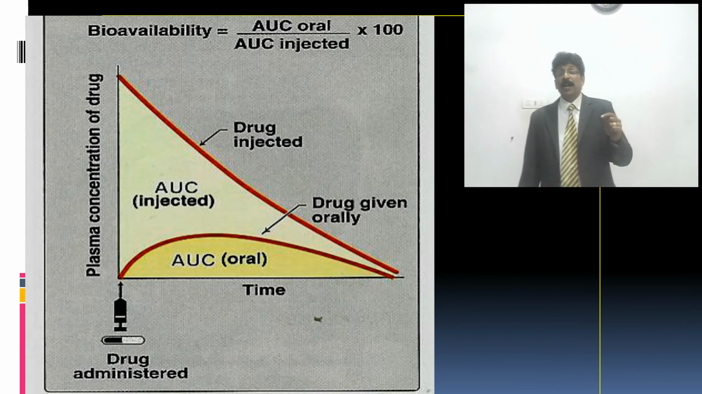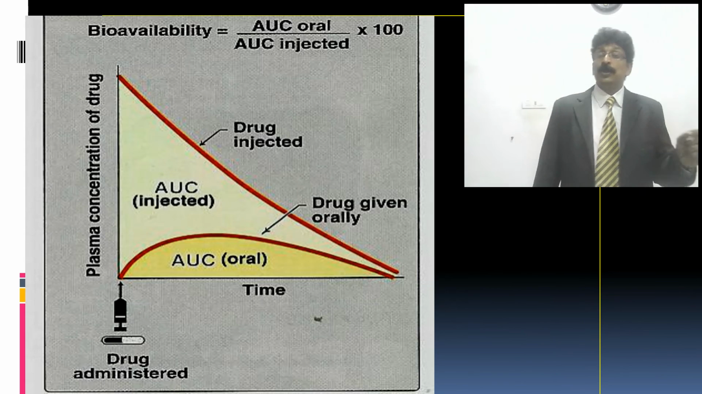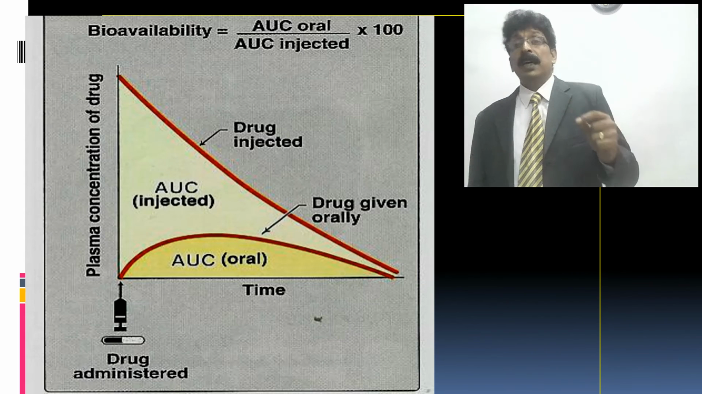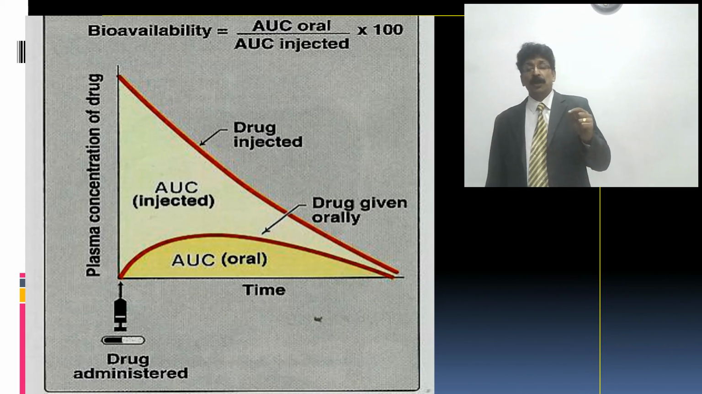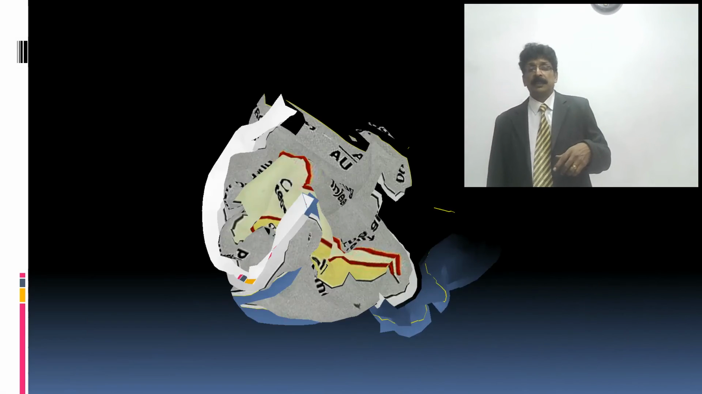So bioavailability plays a major role in deciding the dosage, because loss of drug by elimination is greater when it is given by the oral route. That is what we discussed last time.